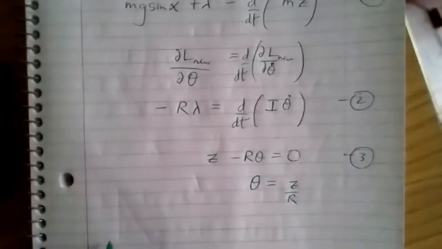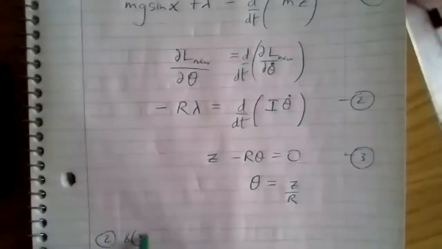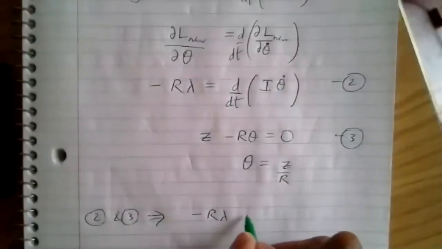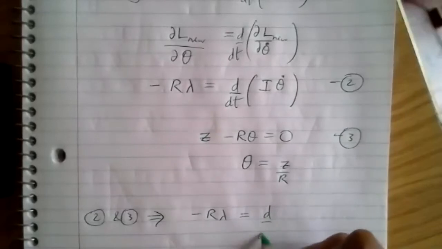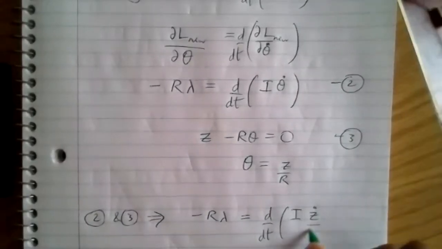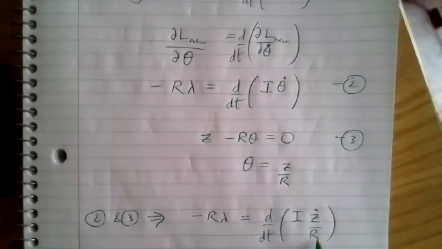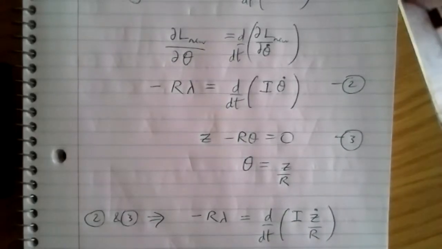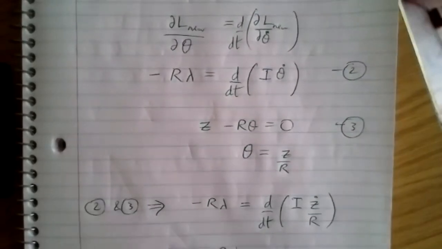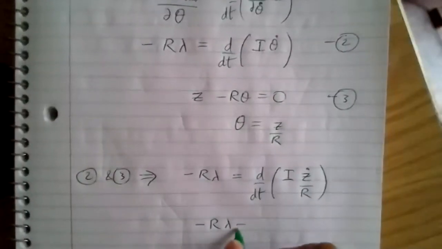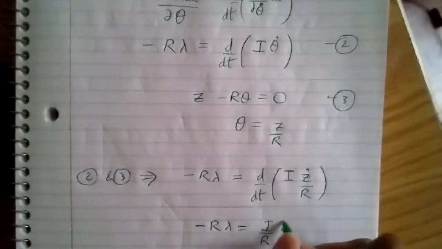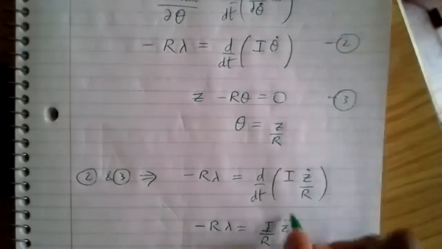So equation 2 and 3 end up giving me minus r lambda is equal to d by dt of I times z dot over r. Both I and r are constants with respect to time, so I can pull them out. This just becomes z double dot. So I have minus r lambda is equal to I over r z double dot.